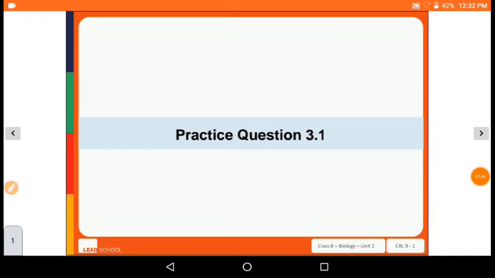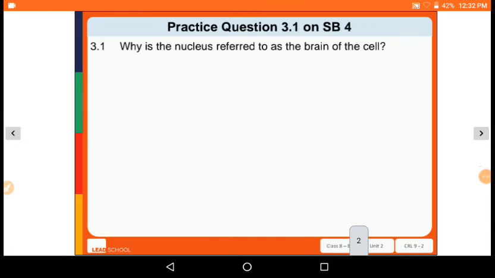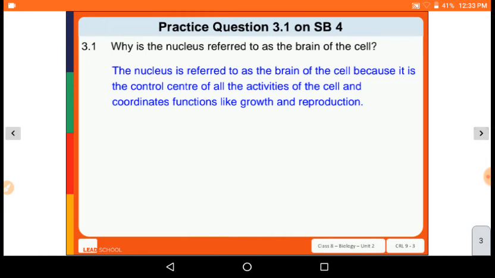Now solve the next practice question, number 3.1 in your supplementary book, page number 4, SB4. The question is: why is the nucleus referred to as the brain of the cell? The nucleus is referred to as the brain of the cell because it is the control center of the activities of all the cell and coordinates functions like growth and reproduction. That's why it is referred to as the brain.